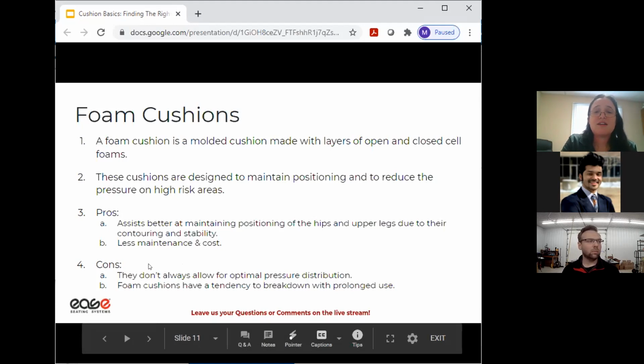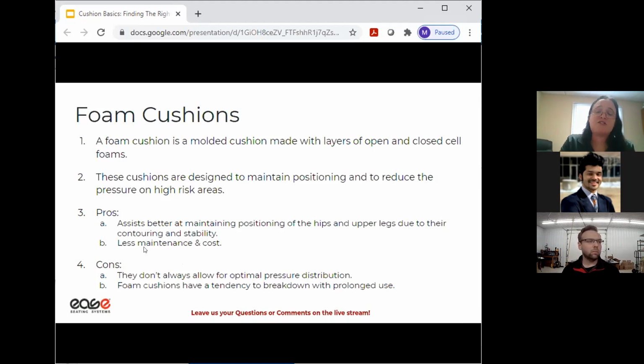Now, the problem though is that they don't always allow for optimal pressure distribution because there's no way for the cushion to change underneath you. How the cushion is, is how the cushion is. And if you're not sitting exactly correct on there, you could develop pressure issues because those hot spot areas may not be in the right place. So if you're too far forward, too far back, too far to one side or the other, it's not going to move underneath you. And also, because it is foam, they do have a tendency to break down with prolonged use. You will eventually get that compression after having weight always on there.